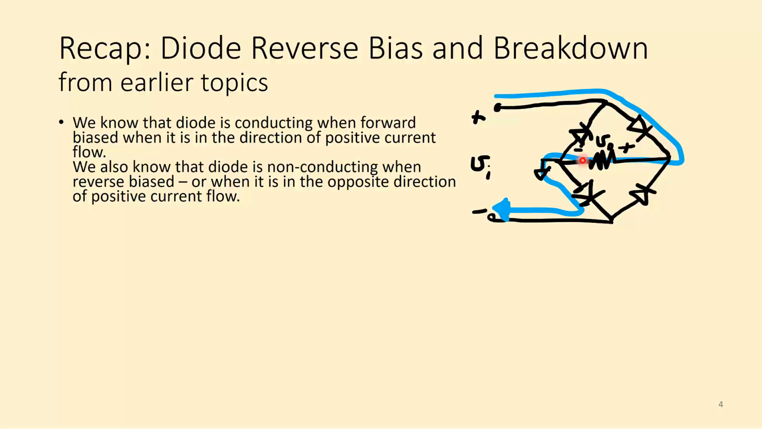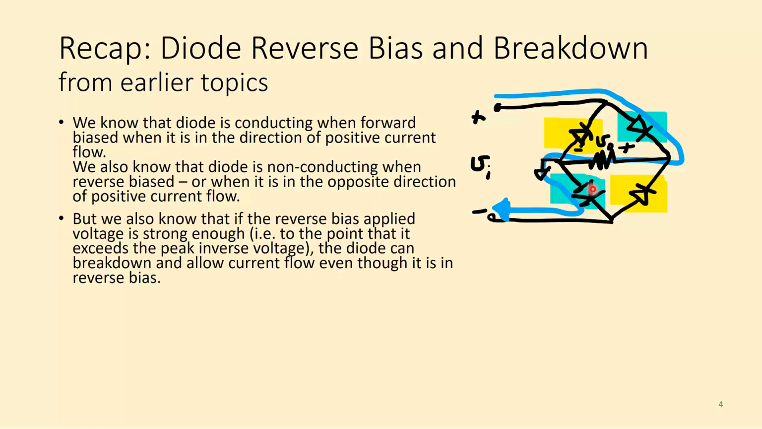But this diode on the left here is going to be reverse biased. We know that a diode is non-conducting when reverse biased, or when it is in the opposite direction of positive current flow. So the blue ones will be forward biased and the yellow ones will be reverse biased, and when it is reverse biased, we do not want it to allow current flow.